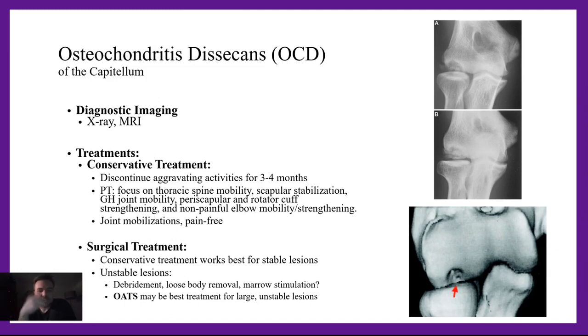If it's an unstable lesion that's large, then an OATS procedure may be the right move, which is osteochondral autograft transfer system, is what they call it. And so you transfer bone and cartilage, osteochondral autograft, from a different part of your body to this part of your body. So usually it's a non-weight bearing portion of the cartilage of the knee that gets transferred. So we'll go over that more in the post-op lecture.